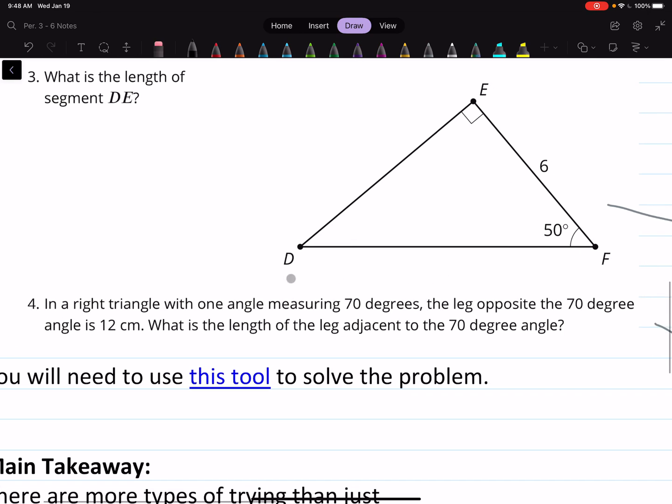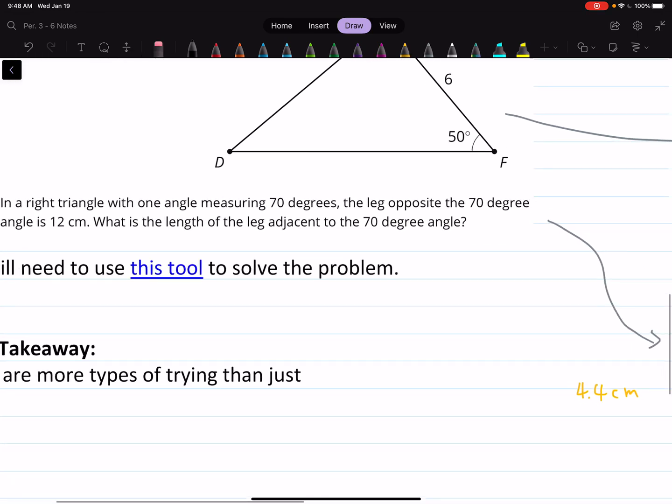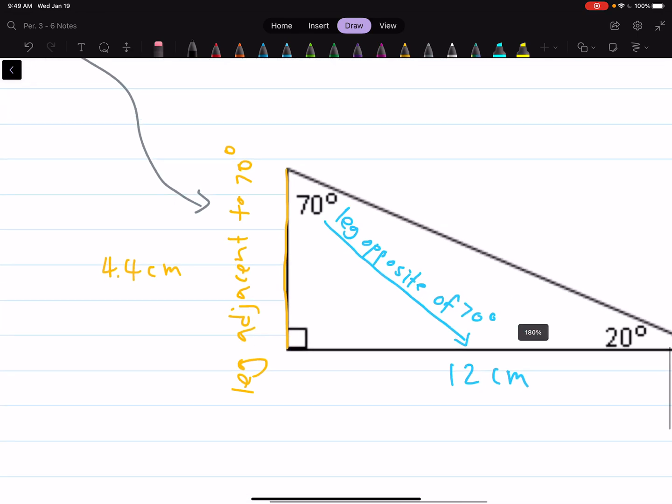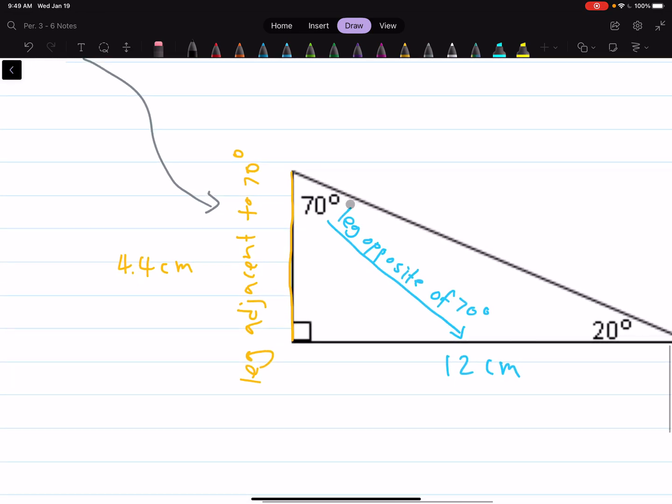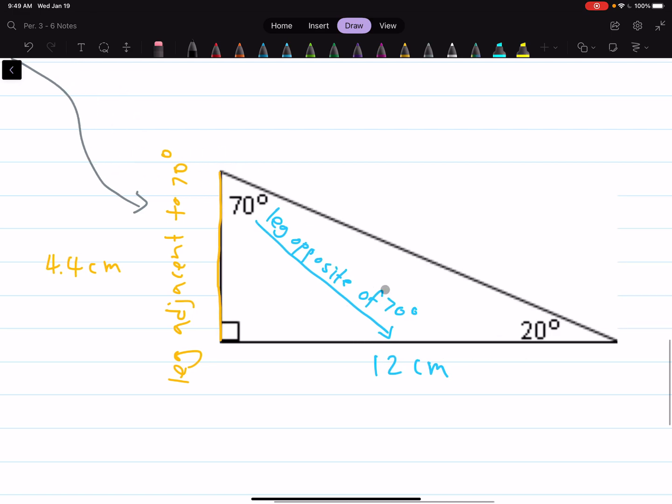In a right triangle with one angle measuring 70 degrees, the leg opposite the 70 degree angle is 12 centimeters. What is the length of the leg adjacent to the 70 degree angle? A leg adjacent means next to. So we got 70 degrees like this, and the leg opposite of 70 degrees is 12 centimeters. And this is the leg adjacent to 70 degrees. So we had to find this length, which we find is 4.4. But how do we get 4.4?